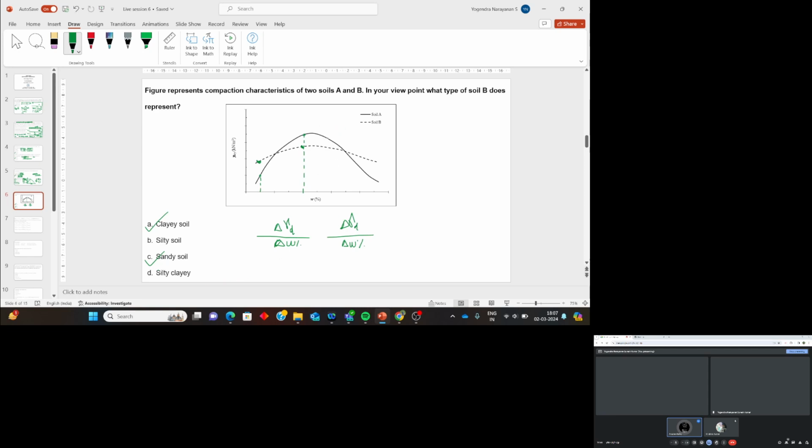And what about A? Which type of soil will depict this? It will be mostly a well graded soil, a combination of silts, clays, and a small amount of sands. They will exhibit a typical bell shaped curve.